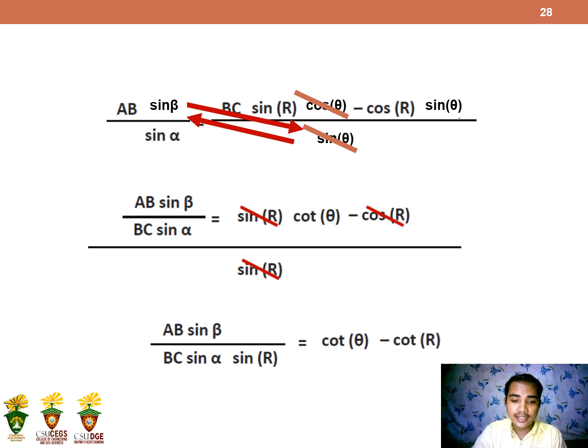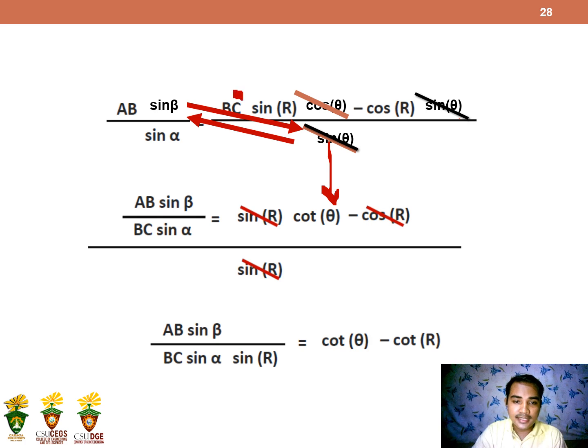Cosine over sine is equal to cotangent. Then we can also cancel sine theta and sine theta. So out from that, we can now have the equation AB sine beta all over BC.